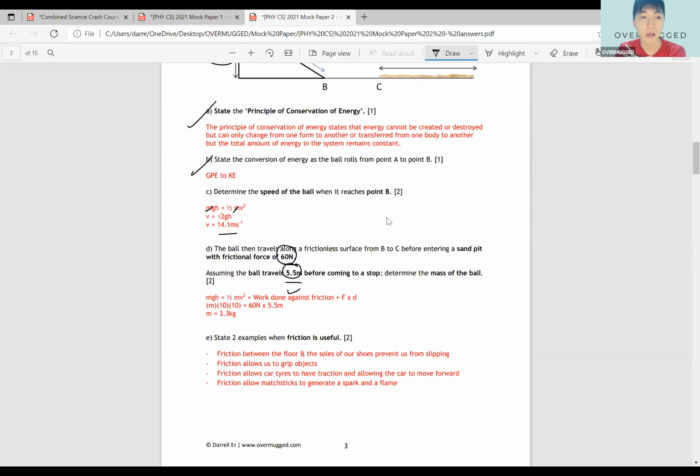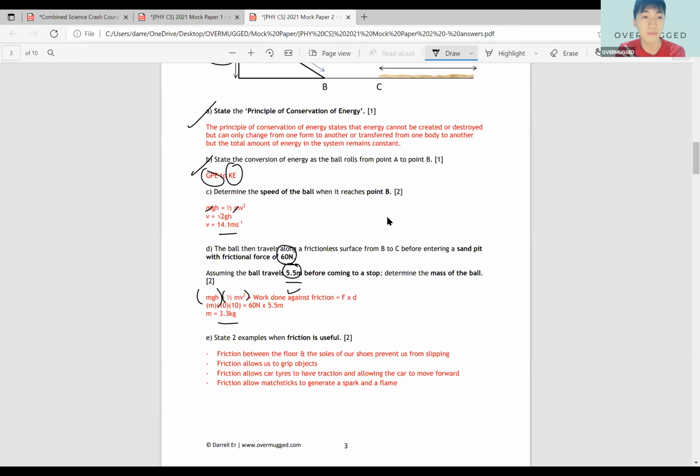Now, here you notice that I use mgh, which is m times 10 times 10, right? But why do I use mgh instead of half mv squared? Can I use half mv squared? I can. It's just that 14.4 squared is a little bit more tricky. Why is this correct, right? It's because all of the GPE turns into KE. And the KE is used to overcome the friction, right? So technically, I can just use my GPE to solve, then I solve for m. The ball is actually freaking heavy, 3.3 kg.